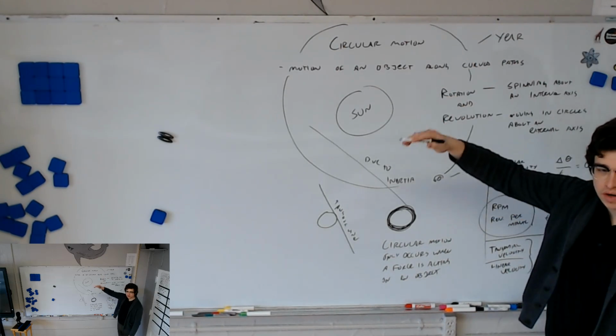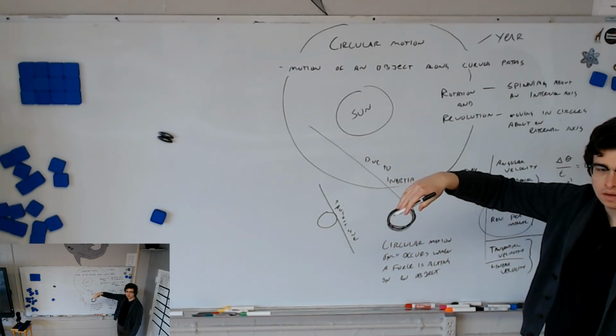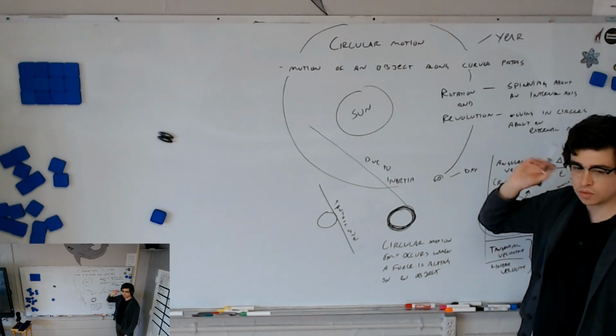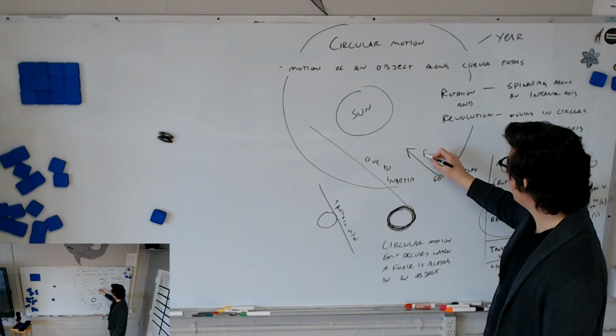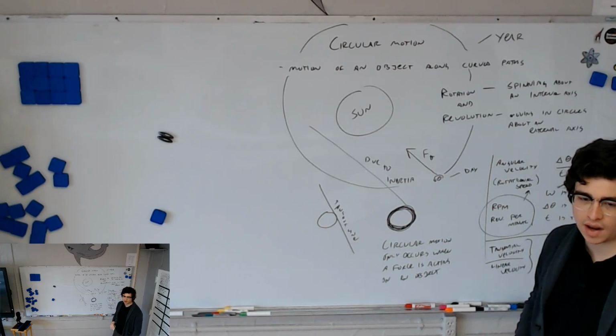It just moves in a circle forever. Is there a force acting on it? Yeah. What's the force pulling the Earth towards the sun? Gravity. So in this case, the force F is provided by gravity, right? The force of gravity keeps it in a circle.